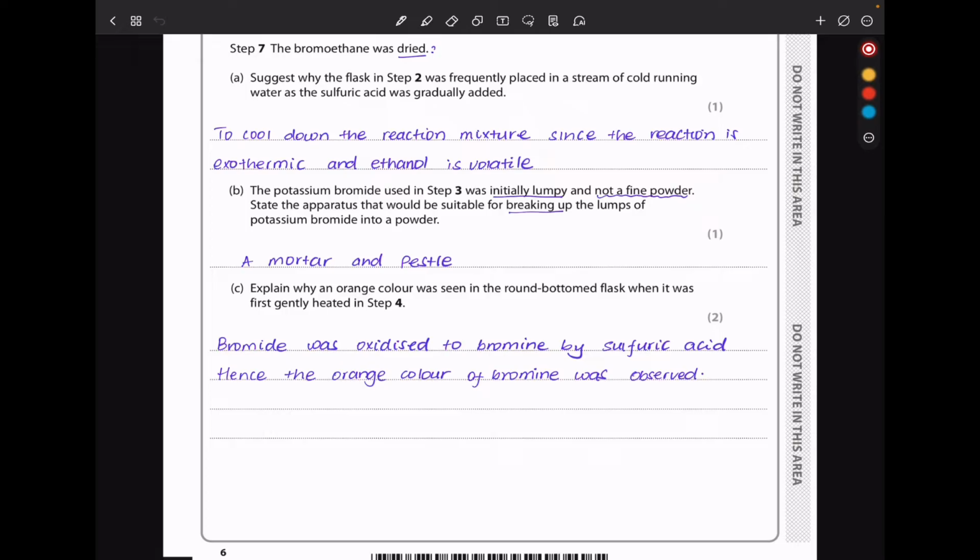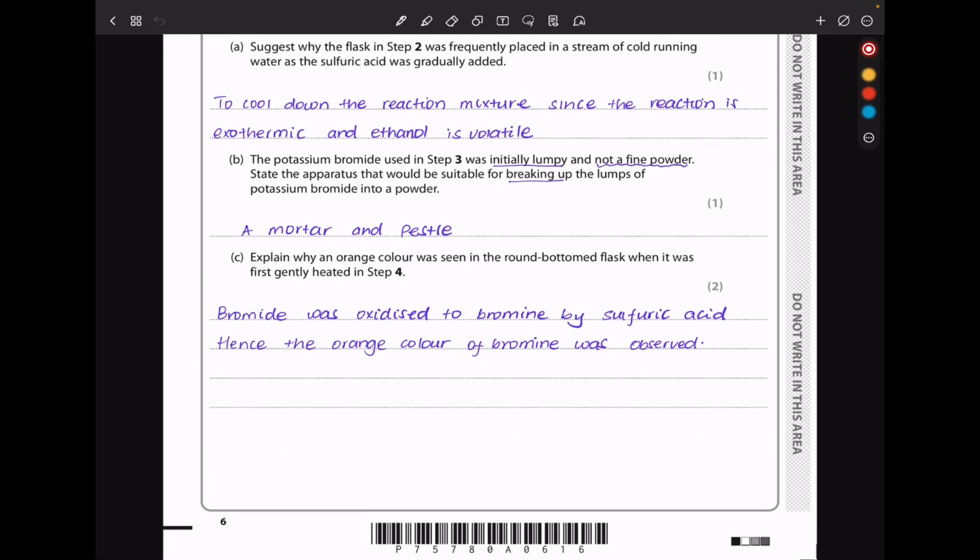In part B, the potassium bromide used in step 3 was initially lumpy and not a fine powder. State the apparatus that will be suitable for breaking up the lumps of potassium bromide into powder. Here you use a mortar and a pestle to pound on it in order for it to be turned into fine powder.